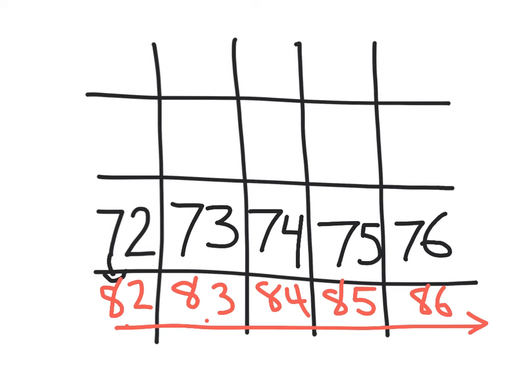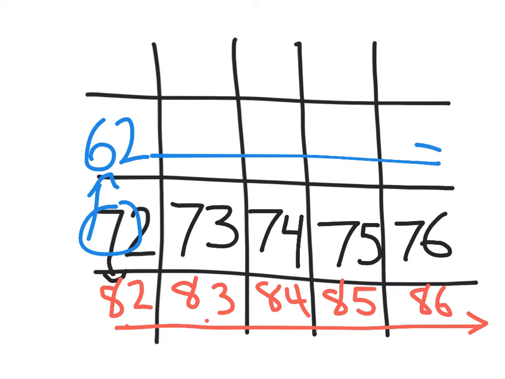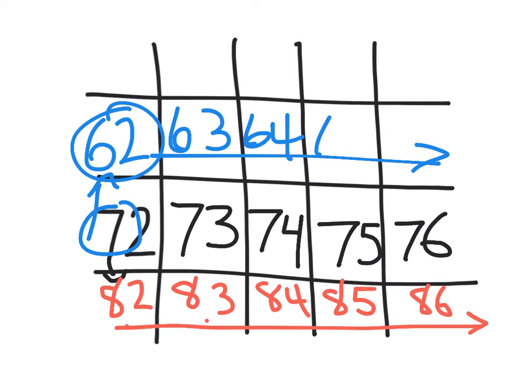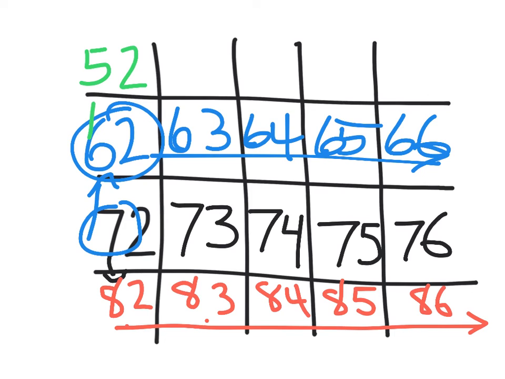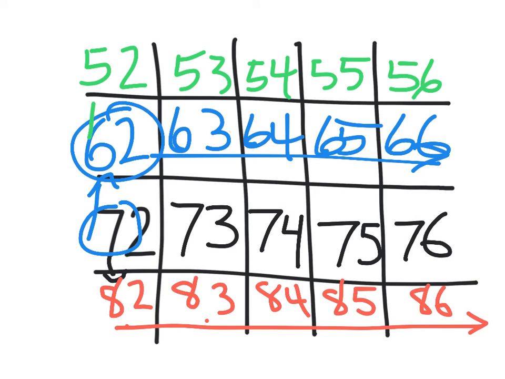Okay. Now I'll go ahead and here I'm going to go 10 less. So 72, 10 less is 62. And then I'm going to just count up. 62, 63, 64, 65, 66. And then my last one, 10 less is 52. And then count up. 53, 54, 55, 56.